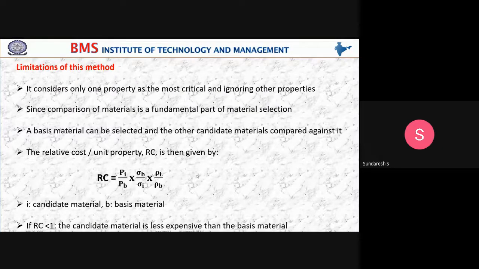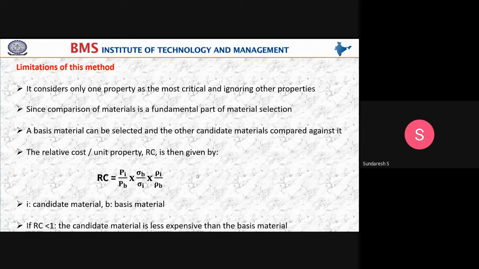One of the limitations of this method is that it considers only one property as the most critical and ignores other properties. The most important thing here is tensile strength. Apart from tensile strength, there are other properties that can also contribute to the cost of the material. But in this method, we consider only one property as the most critical, and we ignore the other properties.